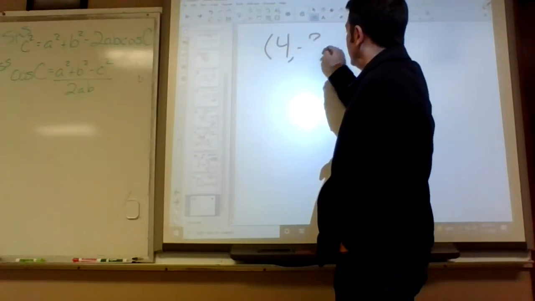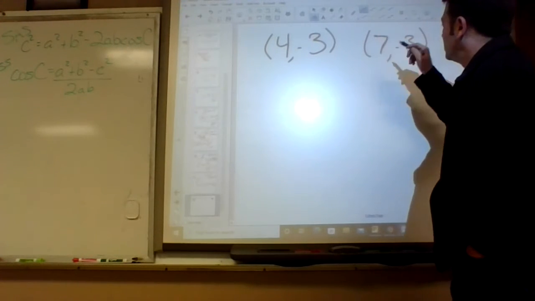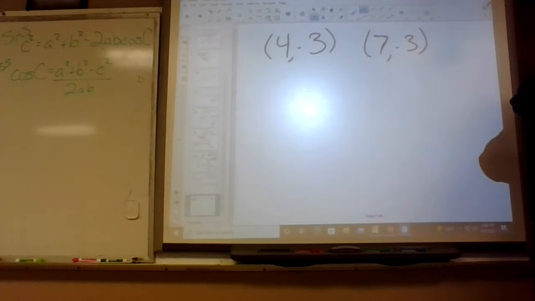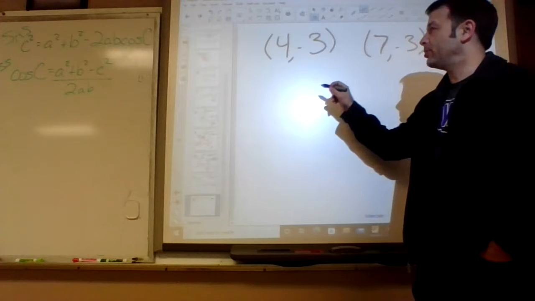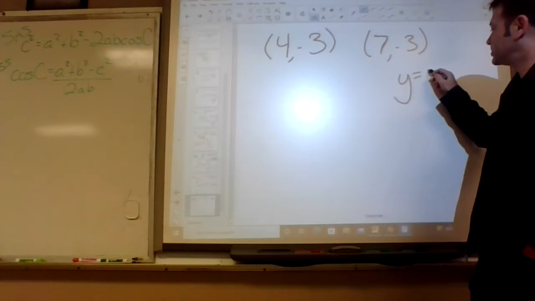4 negative 3 and 7 negative 3. Okay. How do we write, what does the equation of a line look like? Okay, that's how you find the slope. Yeah, but what's the equation of a line look like? Y equals mx plus b.